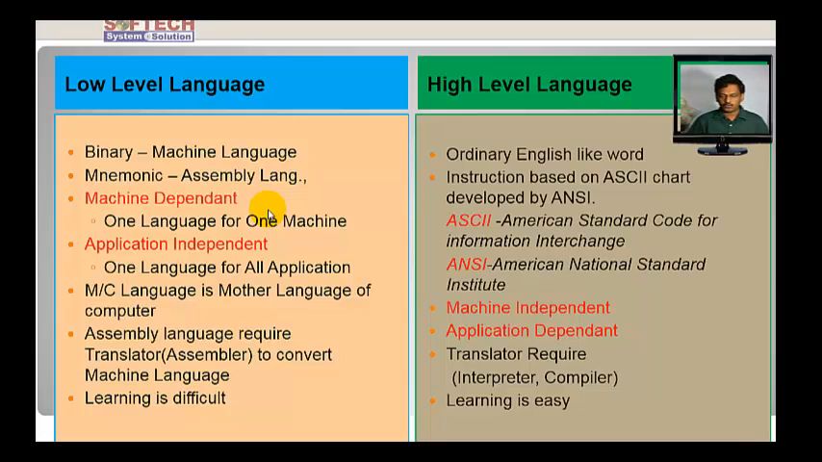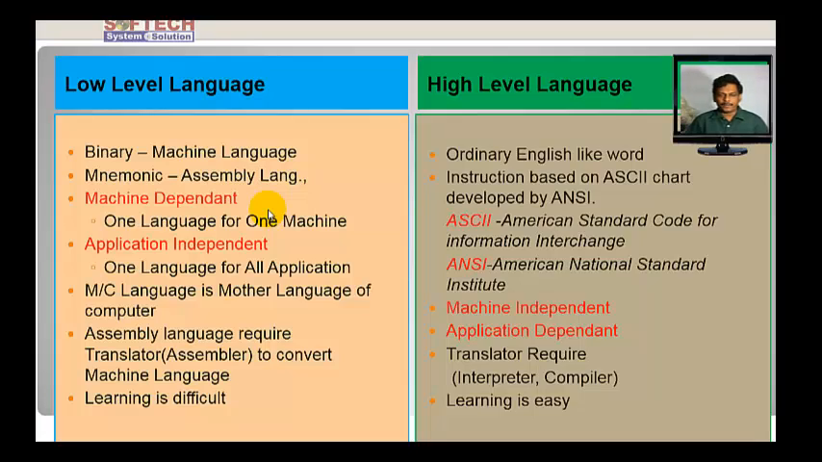One instruction set for one machine. If we want to write a program for another machine, we write it individually by using the other instruction set. So that is machine dependent: one language, that is one instruction set, for one machine. Low-level languages, whether machine language or assembly language, are both machine dependent.